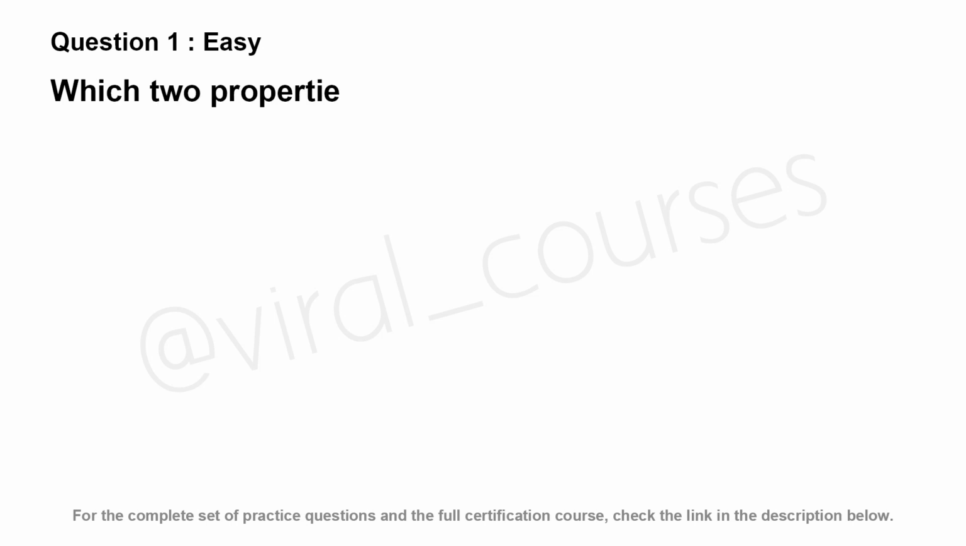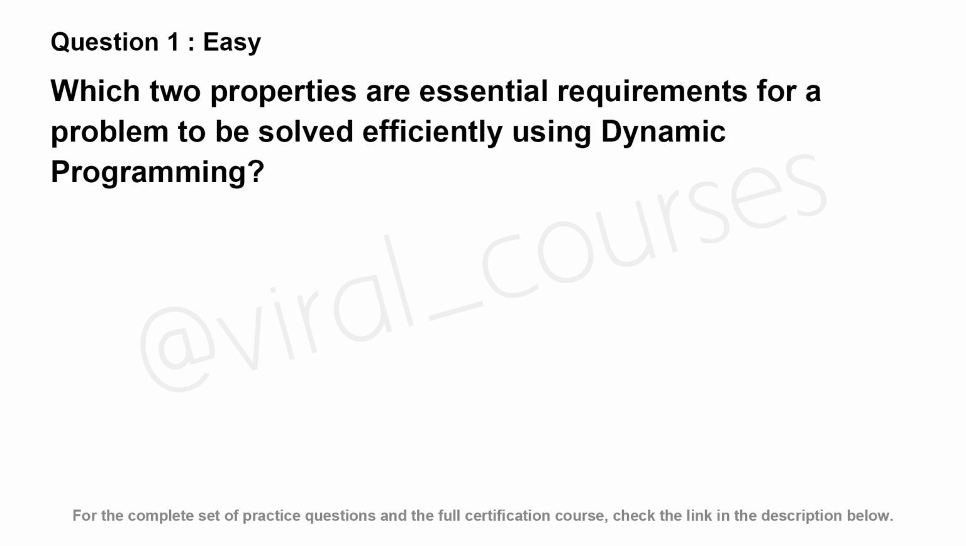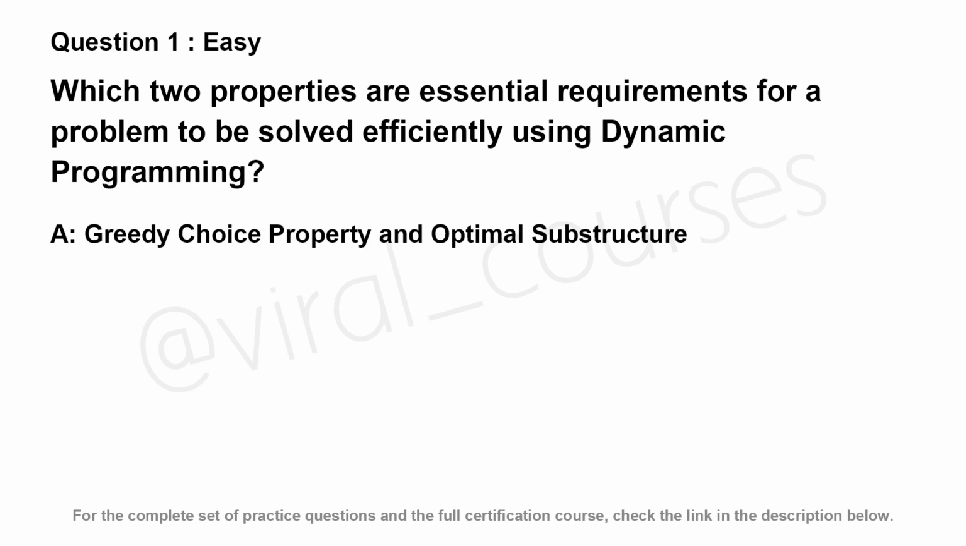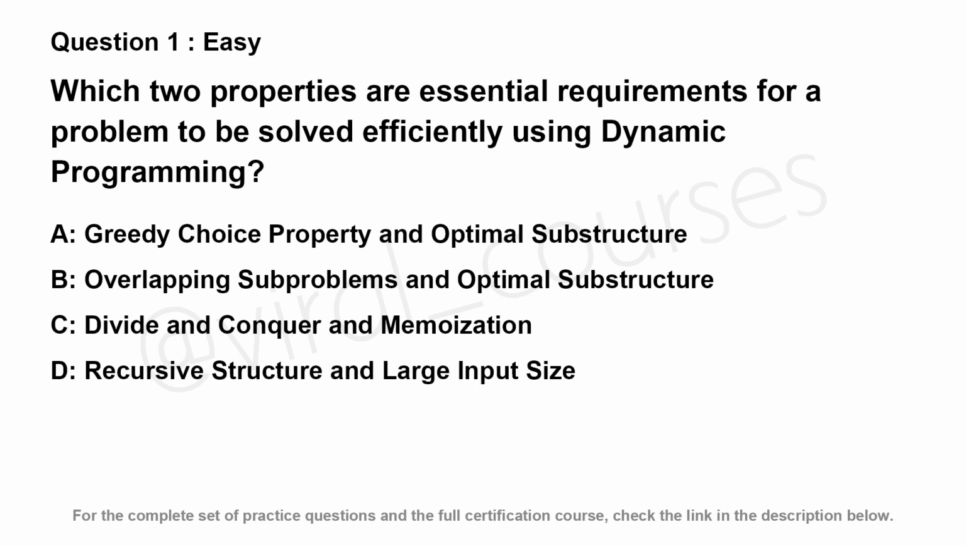Which two properties are essential requirements for a problem to be solved efficiently using dynamic programming? Option A, greedy choice property and optimal substructure. Option B, overlapping subproblems and optimal substructure. Option C, divide and conquer and memoization. Option D, recursive structure and large input size.